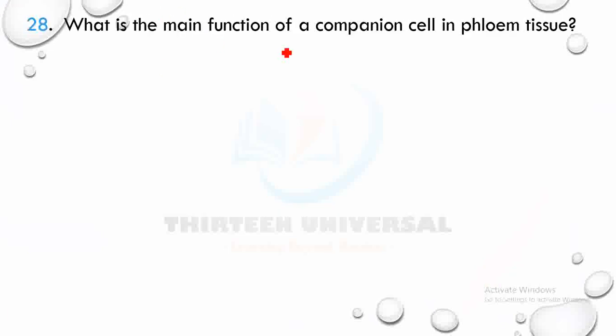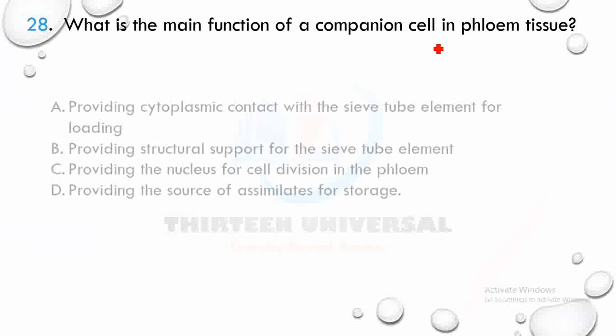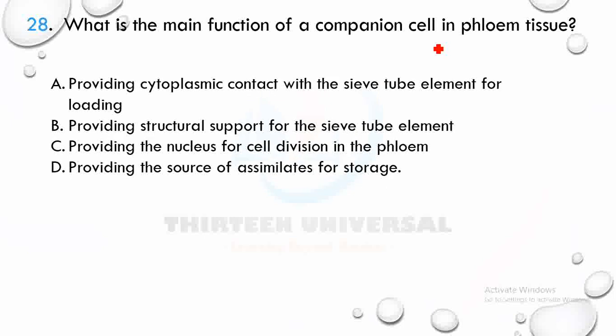What is the main function of a companion cell in phloem? You should know this. Shout the answer to me. What do you say is the answer? Shout it out, guys. Oh, you're right. What is the main function of a companion cell? A says providing cytoplasmic contact. Yeah, you got it.